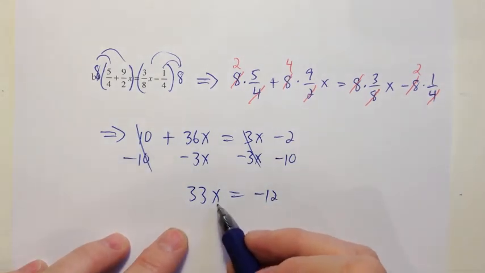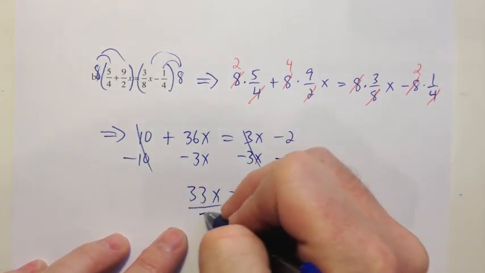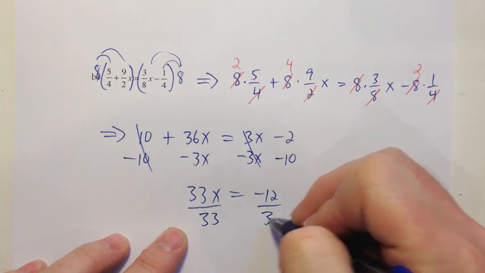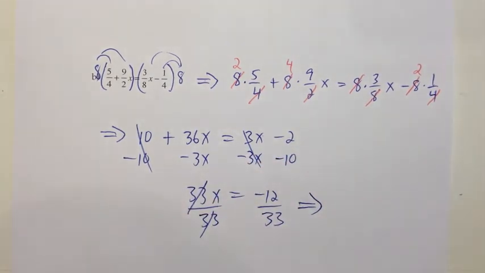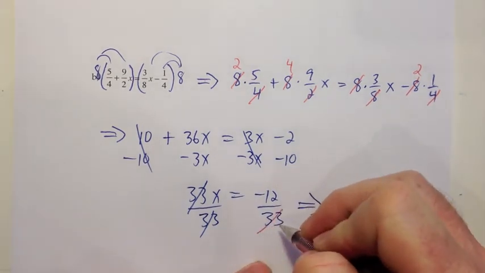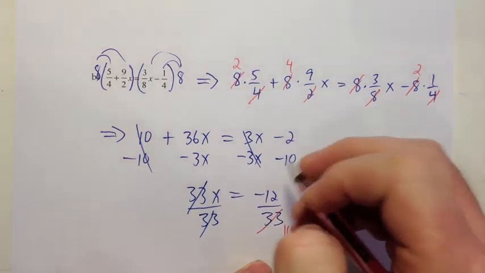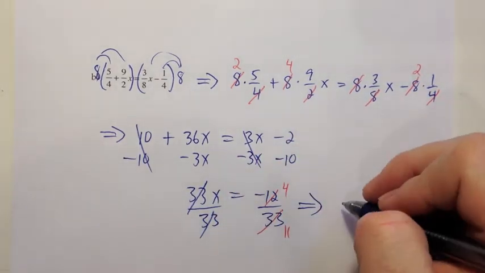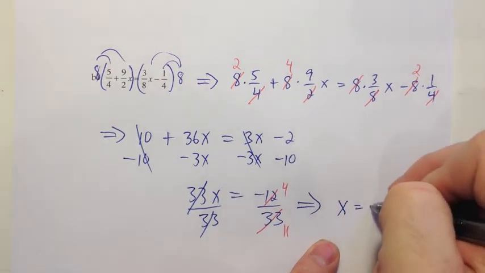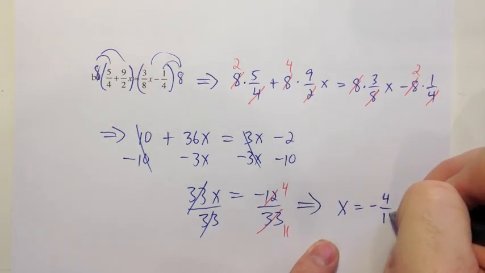The 33 is connected to the x by multiplication, so I get rid of it through division. Divide those out, and now I just need to simplify, and both those numbers are divisible by 3. 3 goes into 33 11 times and into 12 4 times, and I've got that negative over a positive, so it looks like x will be equal to negative 4 over 11.